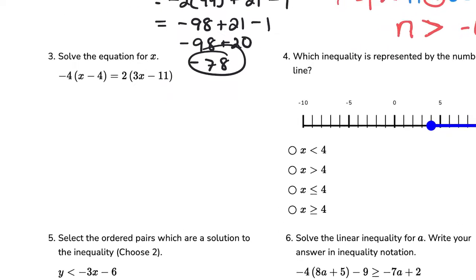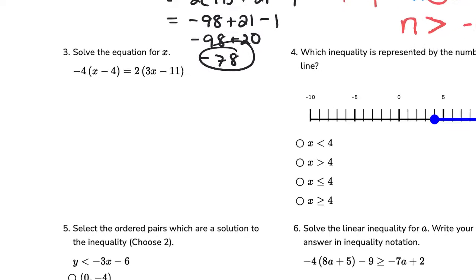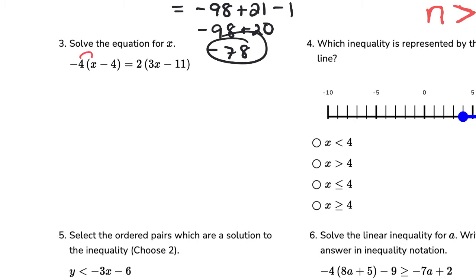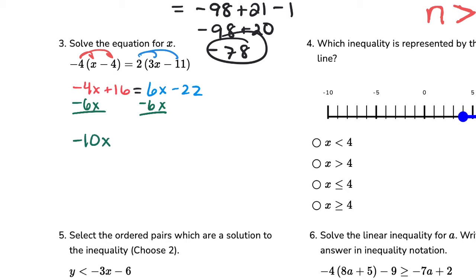Number 3 here. Let's solve a little equation. So we'll clean up each side individually first. Distributing gives me a positive 16 there. Equals, and then on the right-hand side we distribute: 6x minus 22. Now let's go ahead and get all our x's on the same side. -10x plus 16 equals -22, and now it's a 2-step problem.